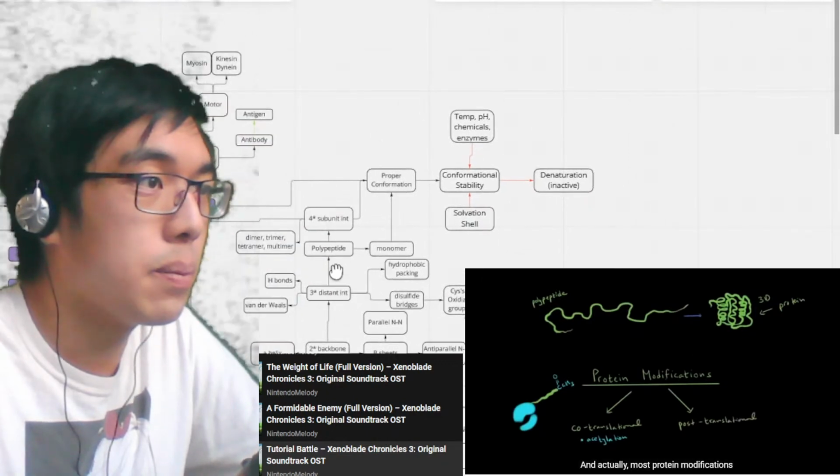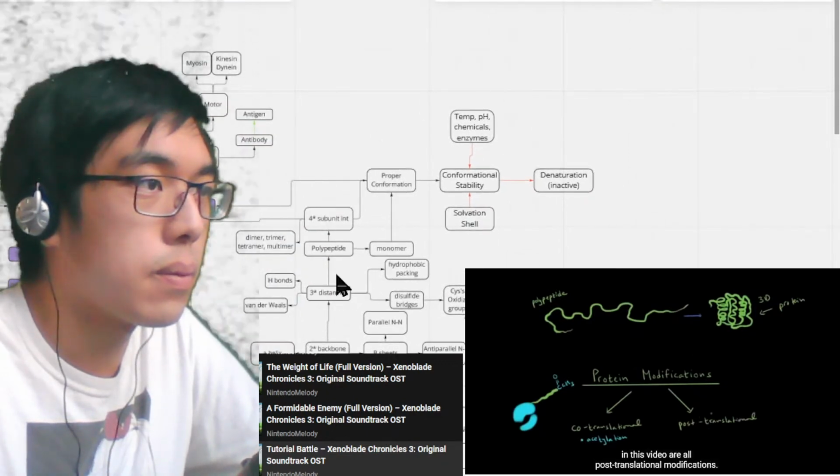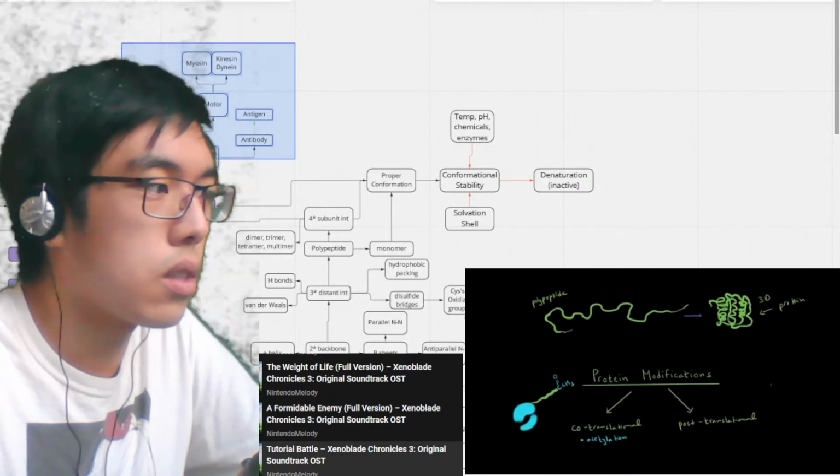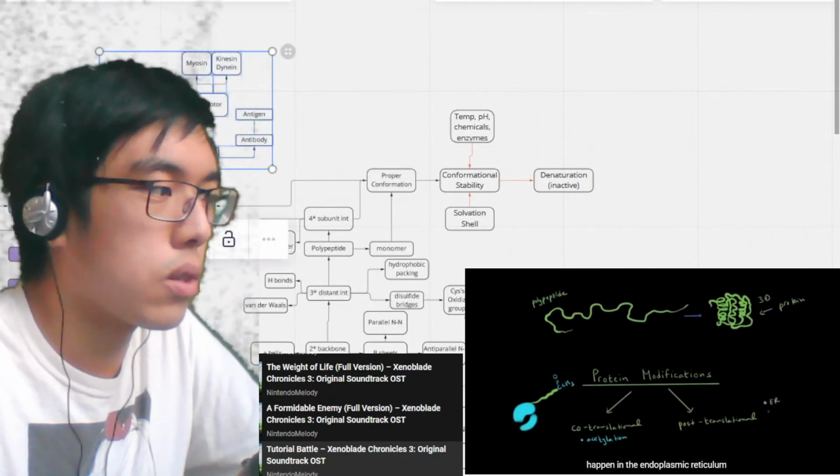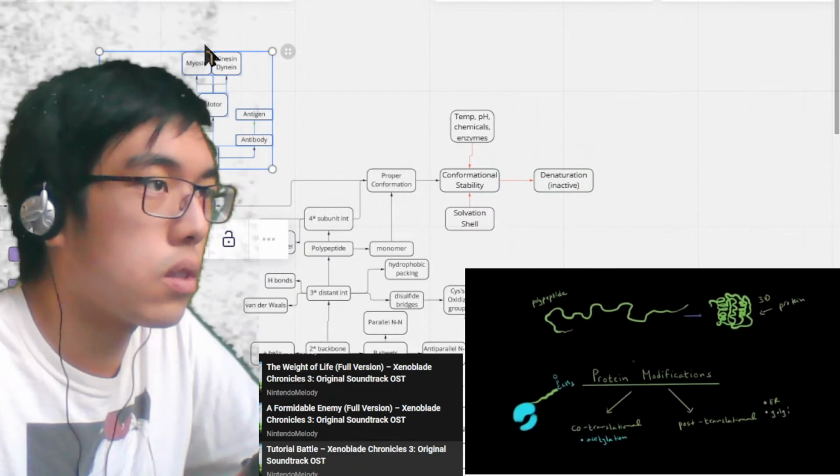And actually, most protein modifications fall into this category, and the examples we're going to discuss in this video are all post-translational modifications, and those modifications happen after translation. Many post-translational modifications happen in the endoplasmic reticulum and the Golgi apparatus, but not all of them. So let's go through some examples.